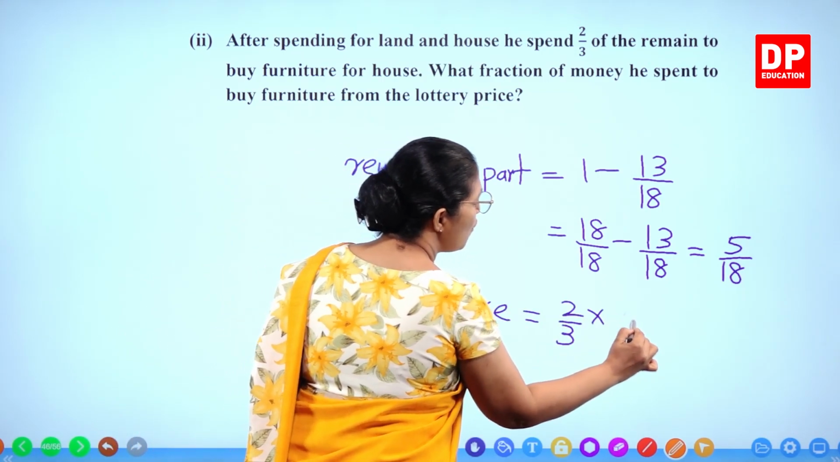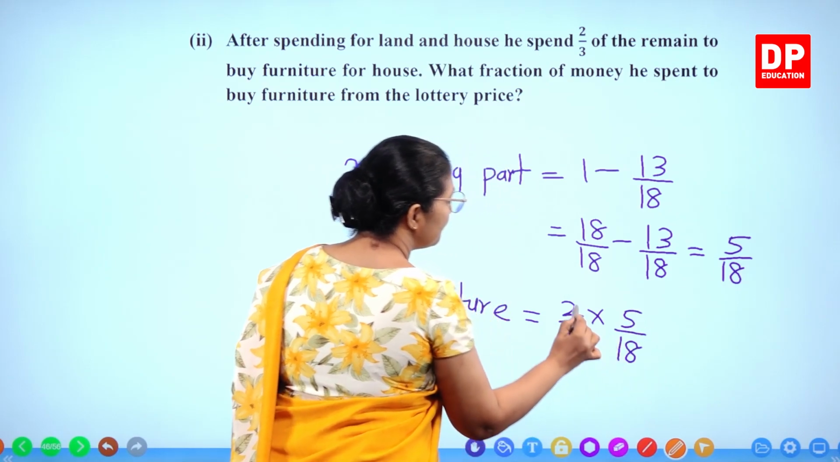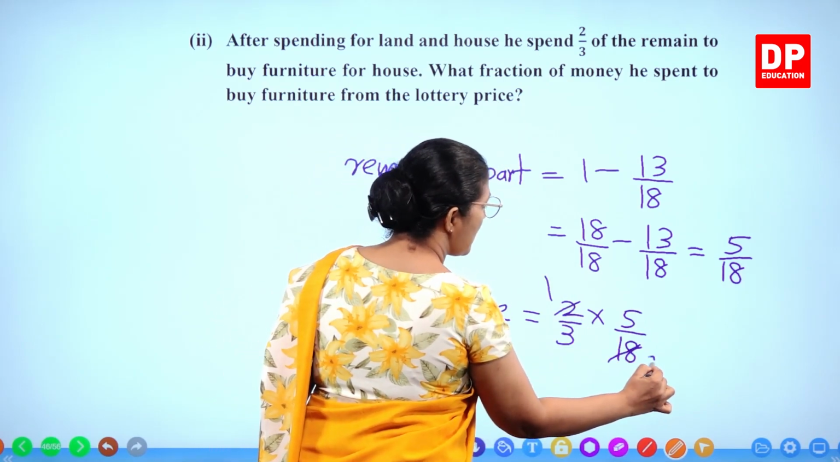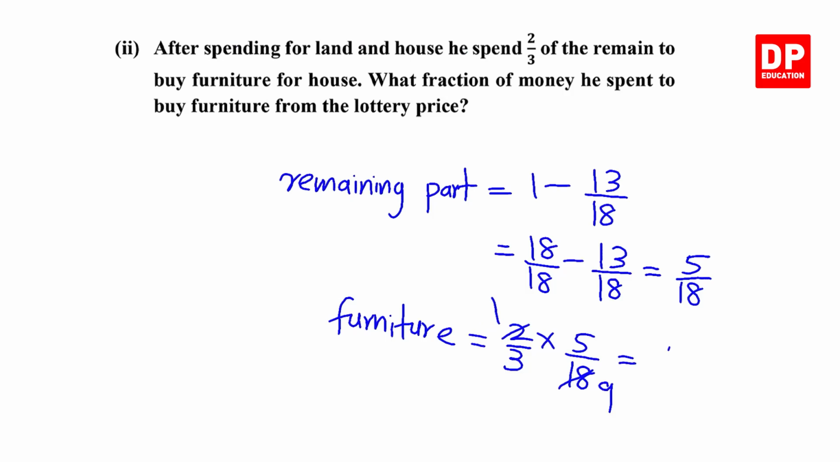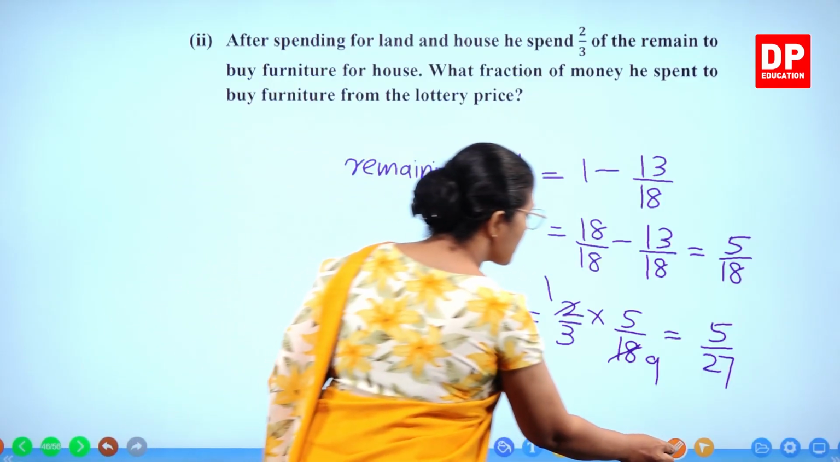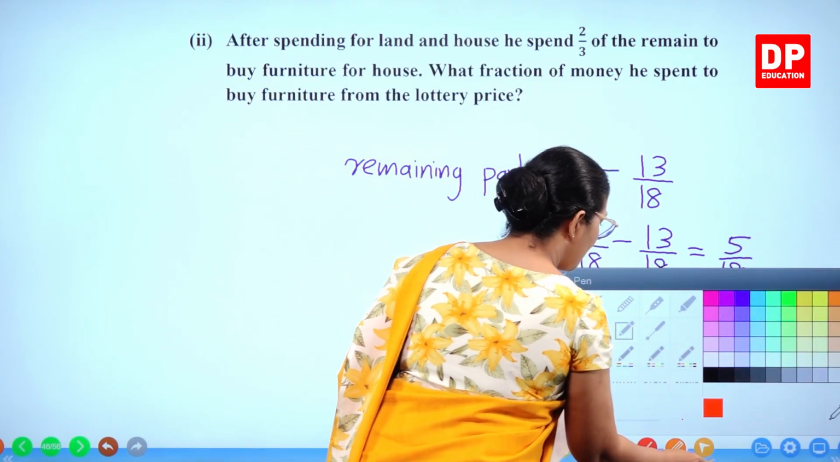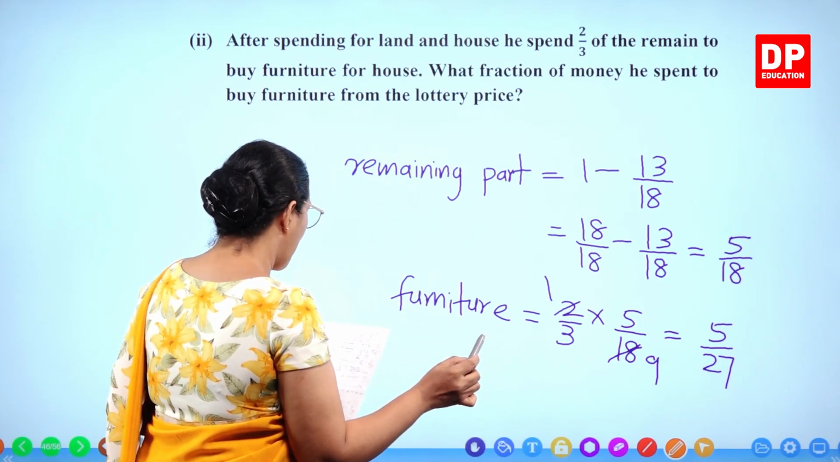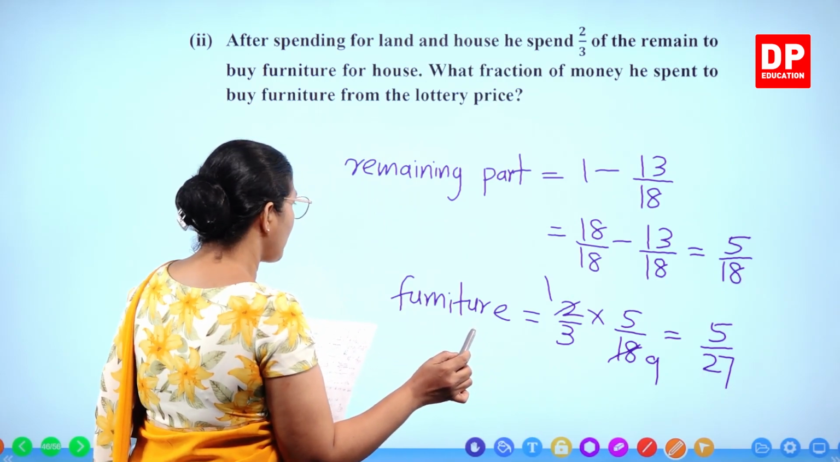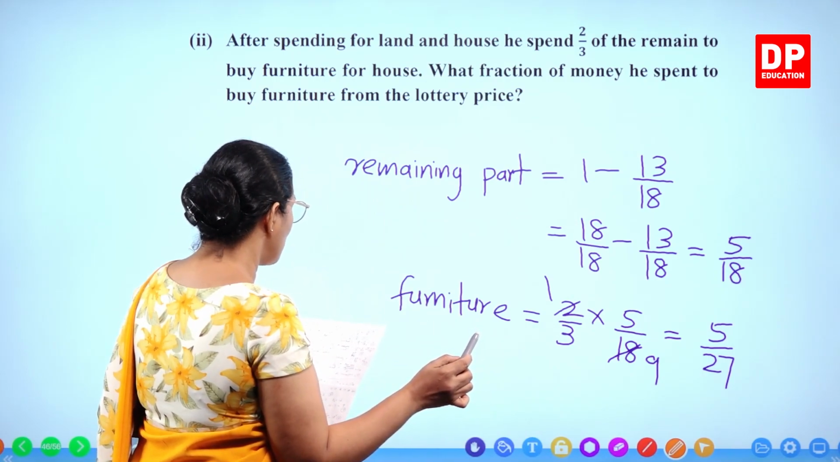2/3 of 5/18. 2 times 1, 2 times 9. So 5/27. That's for furniture. So how many marks can we give for this part? 5/27. So 2 marks for that.